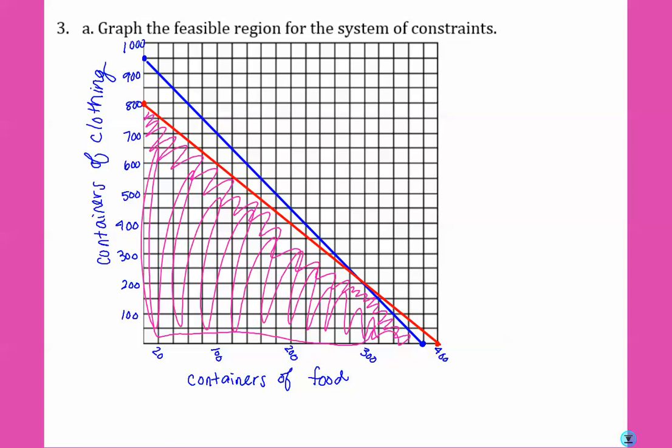Now, we want to know the maximum number of people we can help. And the way we're going to find that is by looking at the corner points of my pink section. So 0, 0 is one corner. 0, 800 is another corner. 380, 0 is another corner. Where's the fourth corner? Where they intersect. In this case, it's a little hard to tell, but it's 300, 200.